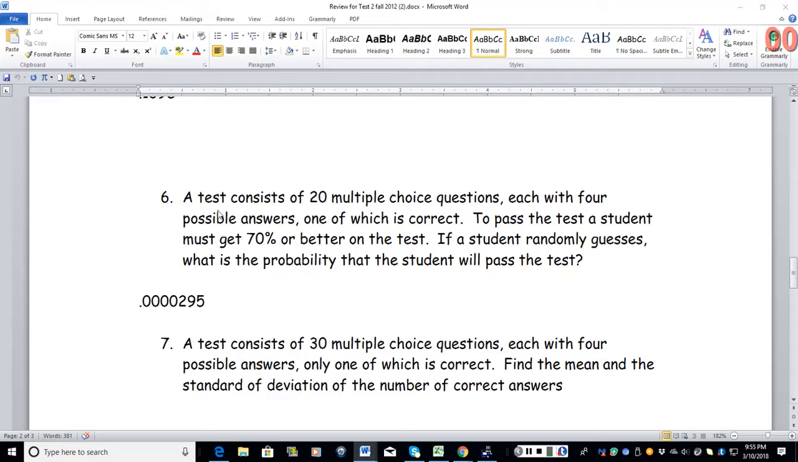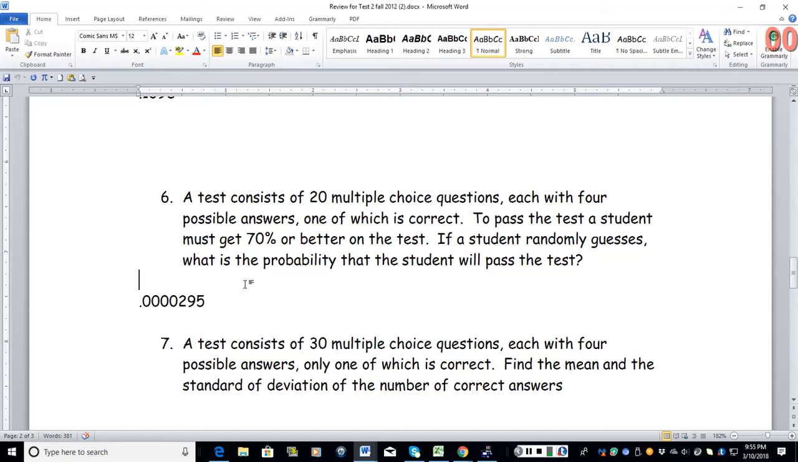It says here a test consists of 20 multiple choice questions, each with 4 possible answers, one of which is correct. To pass the test, a student must get 70% or better on the test. If a student randomly guesses, what is the probability that the student will pass the test?